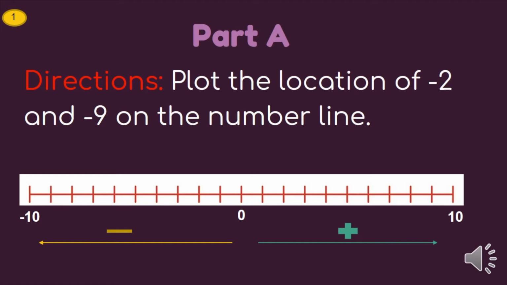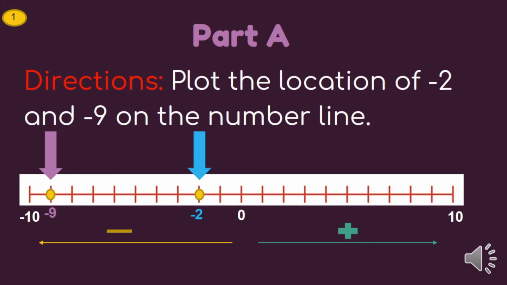Now, since -2 and -9 are both negative numbers, their locations on the number line will be to the left of 0. So let's plot -2. -2 is 2 units left of 0. Now let's plot -9. -9 is 9 units to the left of 0. Wow, we have satisfied part A.